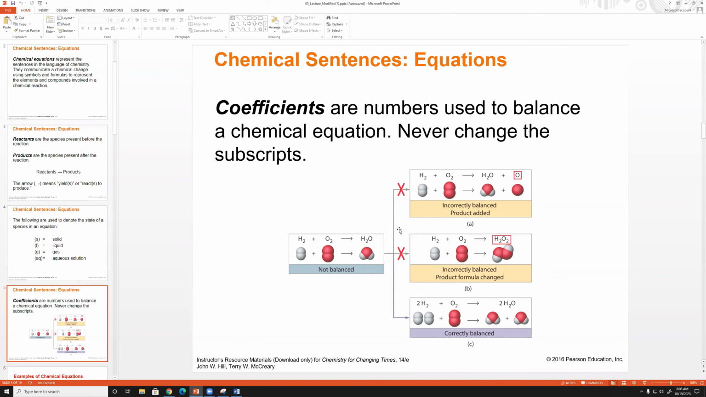So if we look at this non-balanced equation, where we're adding hydrogen gas and oxygen gas to create water, you have H2. So you're having 2 hydrogen atoms reacting with 2 oxygen atoms to make 1 molecule of H2O. There's a problem there. The problem, well, who could tell me the problem?